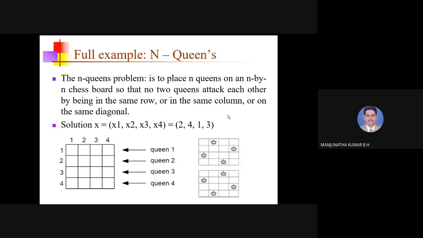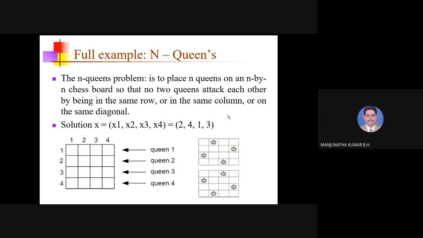In the second solution, you can place the first queen in the third column. Can I place the second queen in the second column? No, I can't, because if I place the second queen in the second column, it attacks the first queen in the diagonal. So the best place for the second queen is the first column.